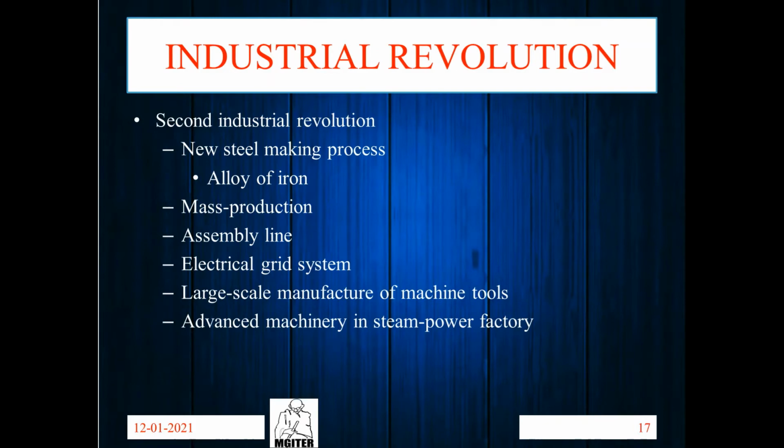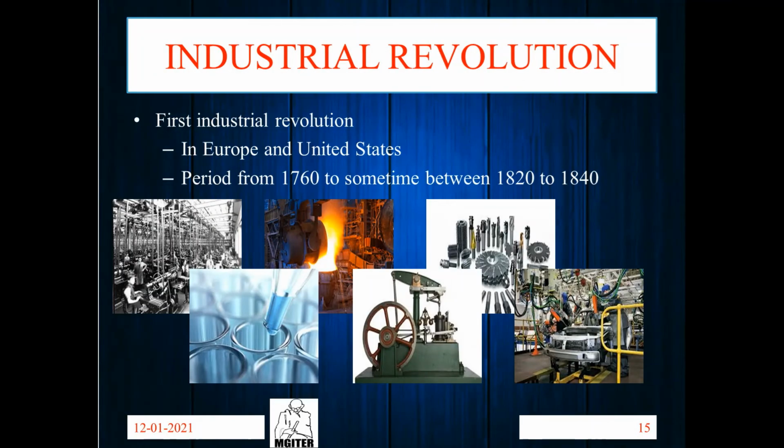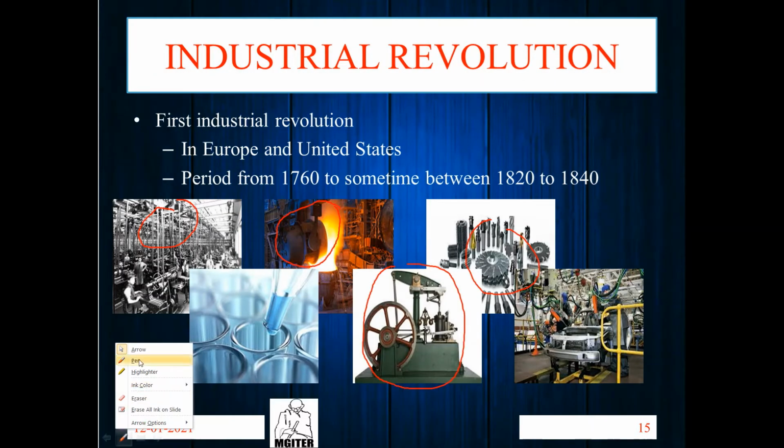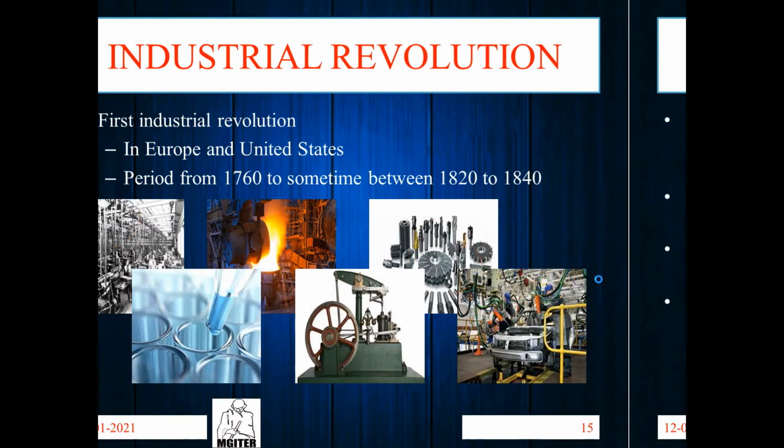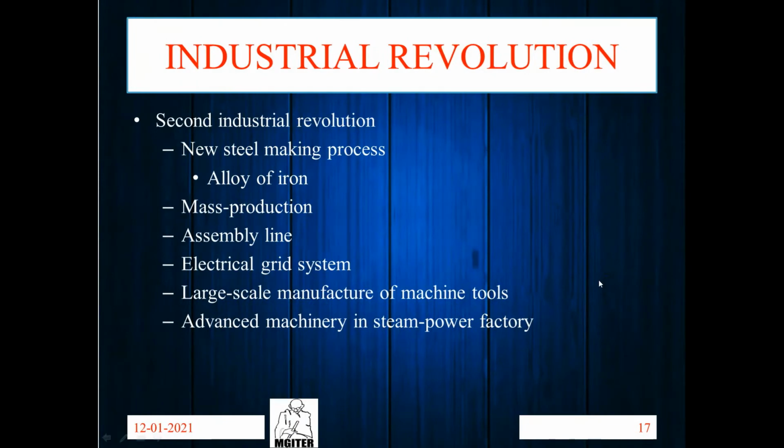The assembly line was invented. And an assembly line means this. This is called an assembly line. So the assembly line was invented, and the electrical grid system was also introduced, along with advanced machinery in steam power factories. We learn how to use steam power to generate electricity in the second industrial revolution.